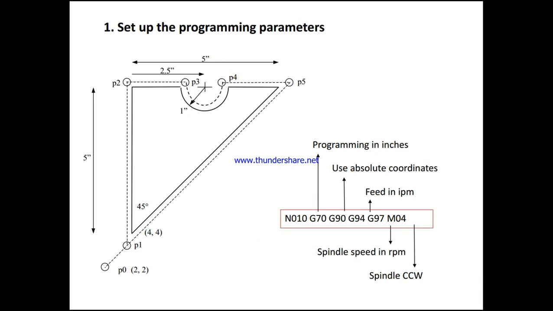So first we have to set the programming parameters, that is N10, which is nothing but the sequence of operation, G70 which is programming in inches, G90 which is the absolute coordinate system, G94, G97 which is the feed in inch per minute, and M4 which is the spindle speed in RPM. So like this, spindle in clockwise direction is given.